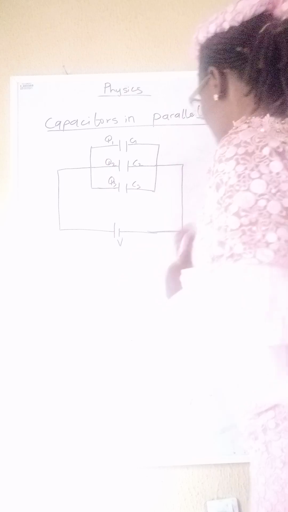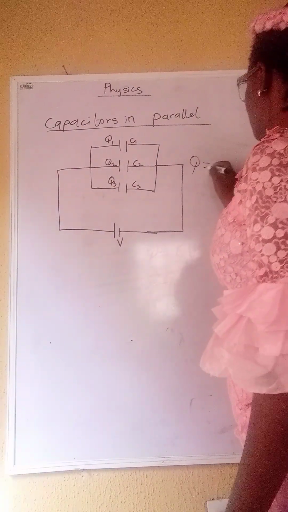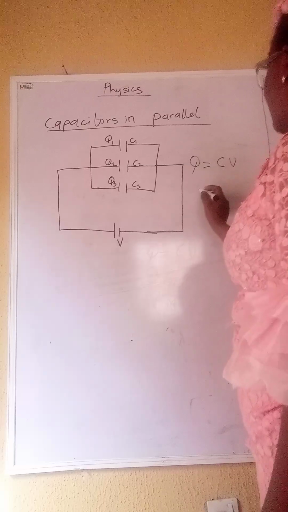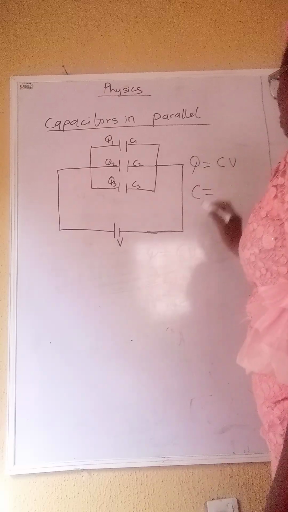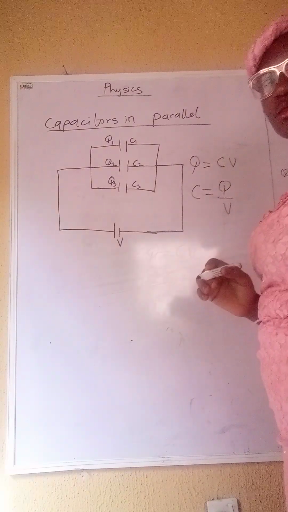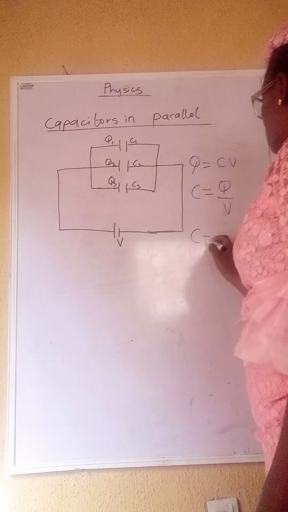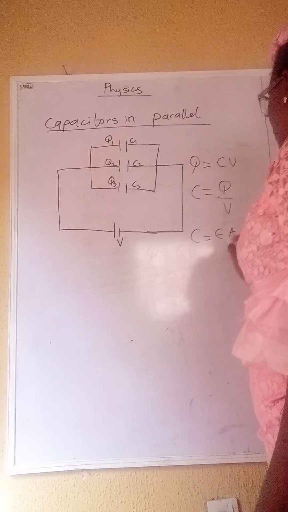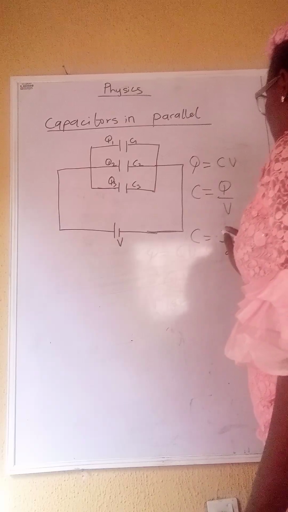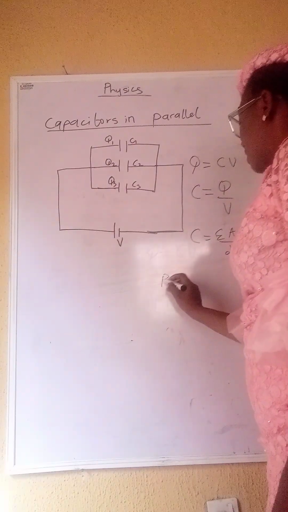Okay, in the last video, we've been able to establish the fact that Q is equal to CV, and we said that C is equal to Q over V. Now I want you to know that another formula for C is EA over D, where E is what?